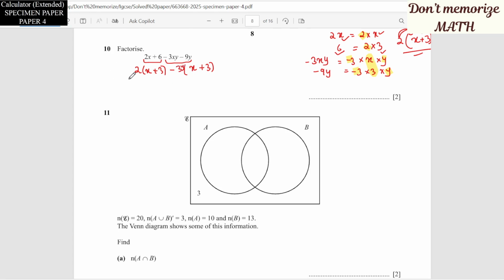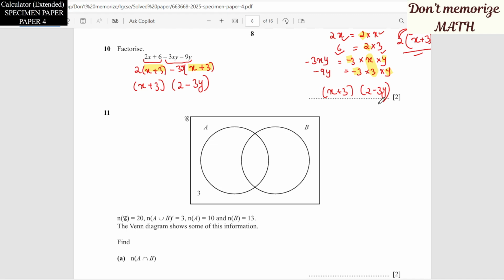Okay, now it is not over yet. You can see x plus 3 is common, right? You can see x plus 3 and x plus 3. So we will take that out, x plus 3. So if you are taking out x plus 3, what is remaining? 2. So 2, here also we took x plus 3, so the remaining is minus 3y. Okay, so we factorized 2x plus 6 minus 3xy minus 9y as x plus 3 times 2 minus 3y. Okay, I hope this part is clear for you.